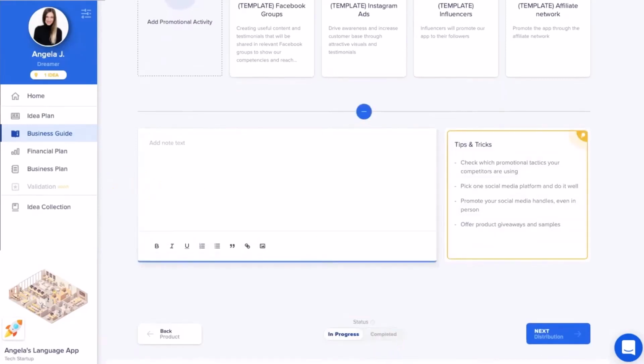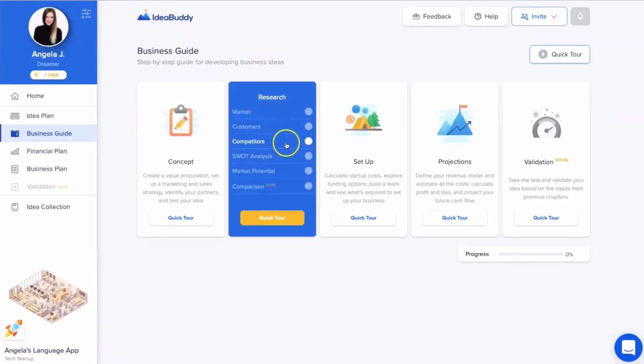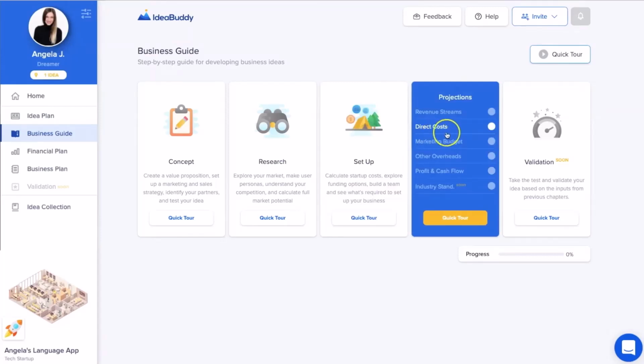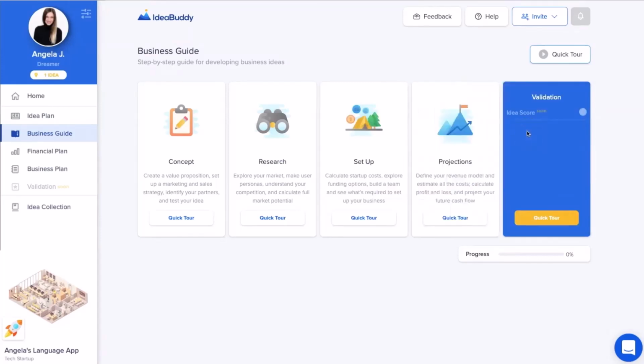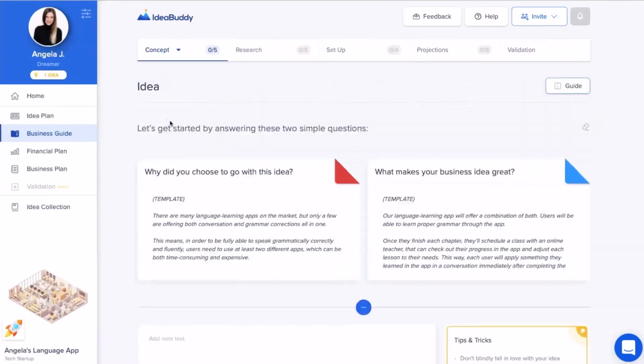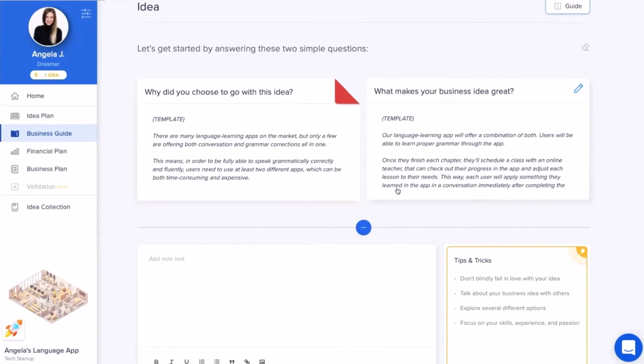Now, as you work through the business guide, you will solidify your business concept. You're going to dive into market research. You're going to look at what it will take to get set up. You'll build out your financial projections, and coming soon, you will be able to validate your concept and get recommendations for improvement. So let's start here with concept, idea. Here in the idea section, you will take a moment just to describe in more detail the problem that you wish to solve and what solution you are going to bring to that pain point. Now, this is where you really build out your value proposition, which is foundational to your business plan.